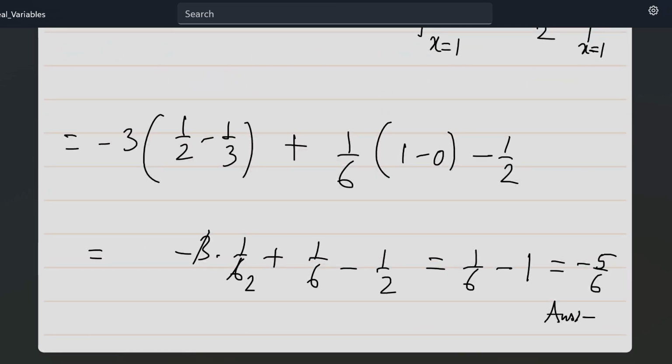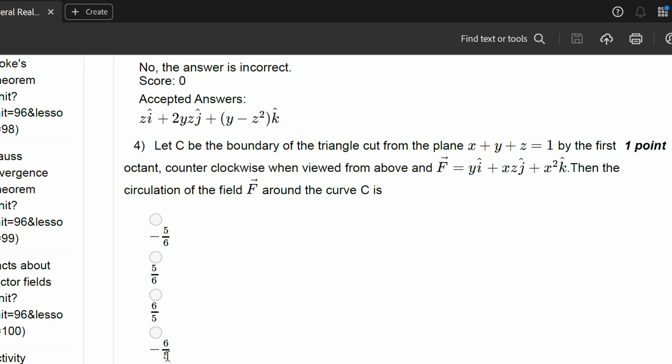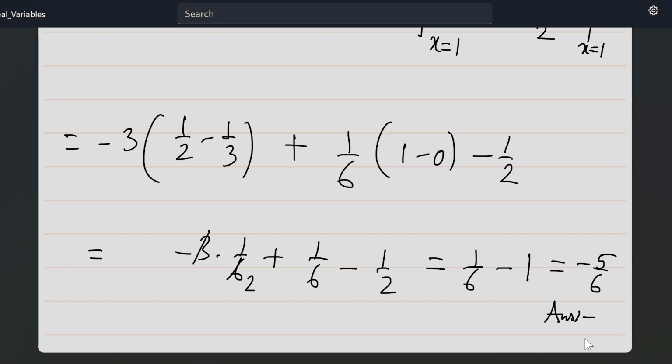Then let me show you what is the answer. Minus 5 by 6, first one. Yes, correct. So answer is -5 by 6, basically answer number A. Previous year assignment.